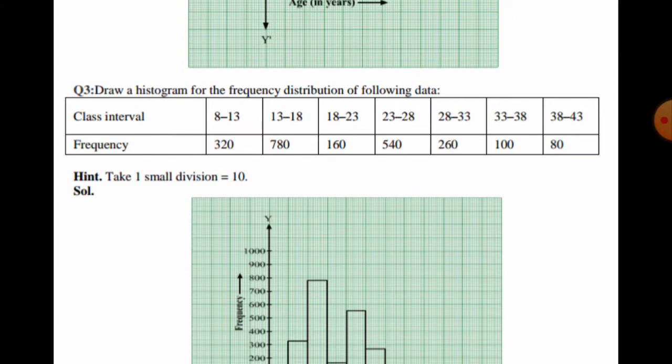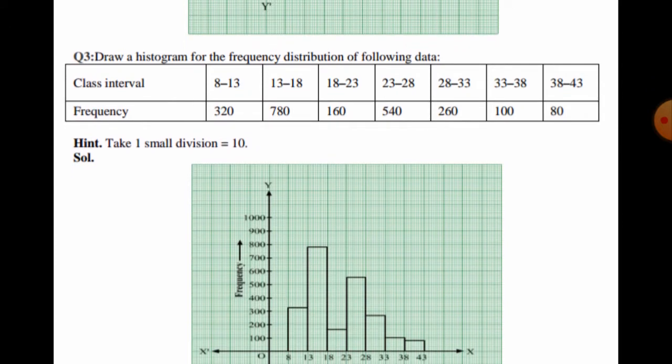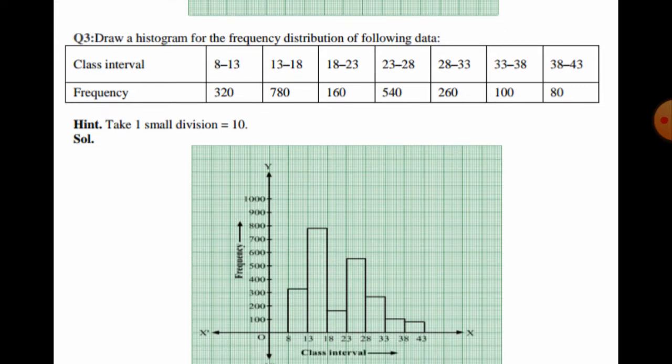Now question number 3: draw a histogram for the frequency distribution of the following data. Here the class intervals are given, that is 8 to 13, then 13 to 18, 18 to 23, 23 to 28, 28 to 33, 33 to 38, and 38 to 43.